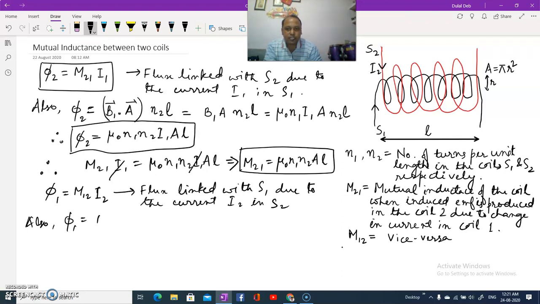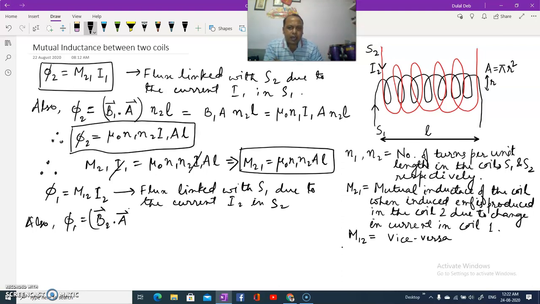Now this time it is B2, because the magnetic field is due to the second coil, dot area remains the same. You need to understand this very important concept here. Now we are considering the flux linked with the first coil. Already the area is A. B2 is present within S2, which has a spread more than the area A. But we need only up to the area A, which is the common area. So that's why the value of area still remains the same.